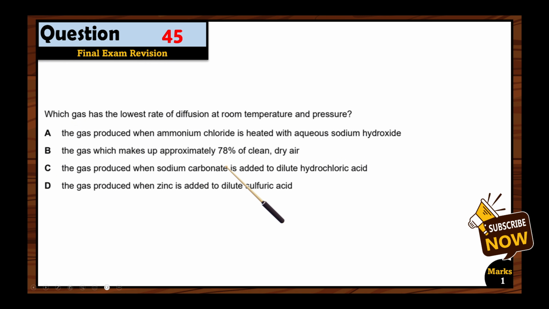The gas produced when sodium carbonate is added to dilute HCl. What you will get here is carbon dioxide. Now let's see the gas produced when zinc is added to dilute sulfuric acid. You will get hydrogen here. So now we have which gases here? Ammonia, nitrogen, carbon dioxide, and hydrogen. They are asking about the lowest rate of diffusion. So the lowest rate of diffusion is of carbon dioxide. Why carbon dioxide? Because if you calculate the mass of carbon dioxide, it will be more than nitrogen, hydrogen gas, and ammonia gas. So option C is right.